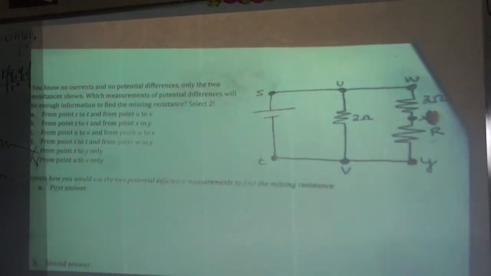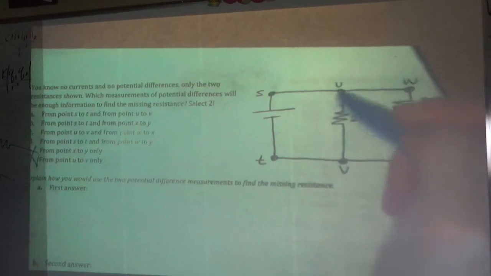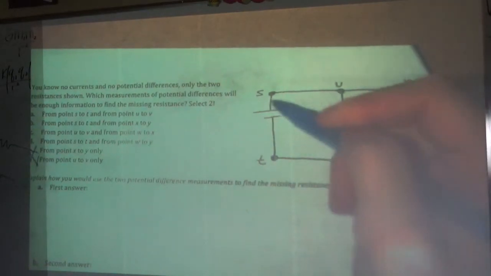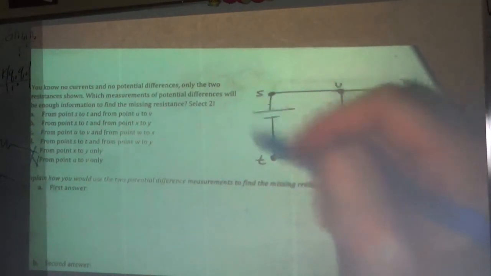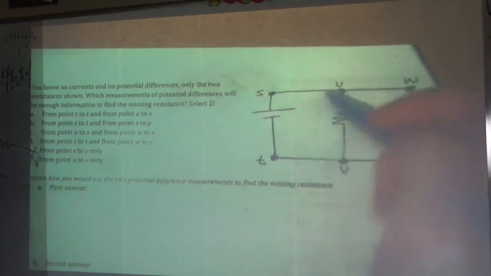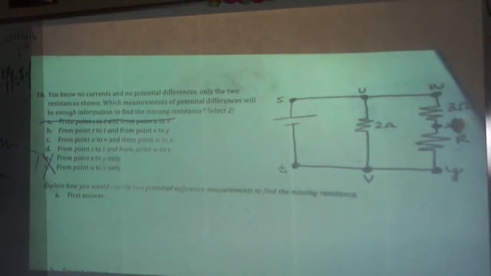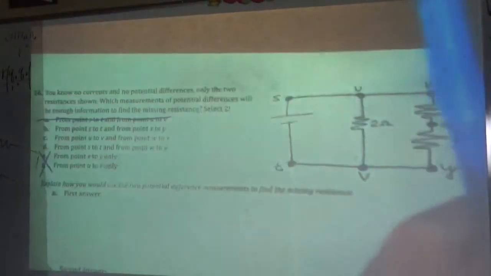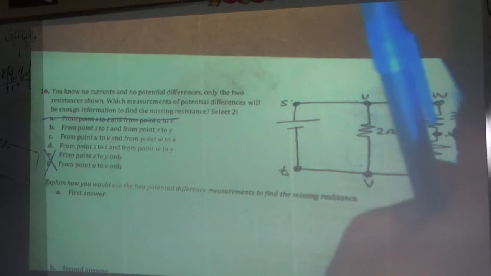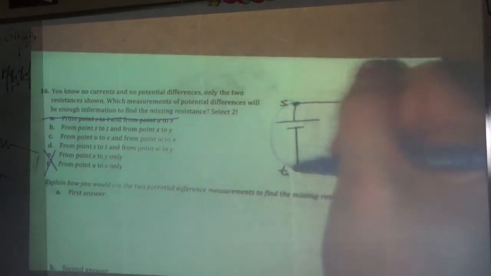If you look from S to T and U to V, that's actually giving me the exact same information over and over, because this voltage is this voltage right here, so that's not going to be helpful, because that's just saying the voltage of the battery, which isn't enough. S to T and X to Y.